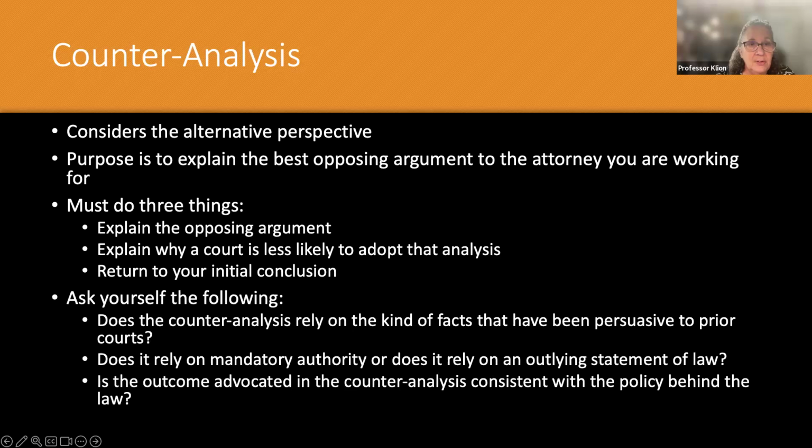So when you're doing counter-analysis, ask yourself the following. Does the counter-analysis rely on the kind of facts that have been persuasive to prior courts? Does it rely on mandatory authority or does it rely on an outlier? And is the outcome advocated in the counter-analysis consistent with the policy and the law behind it?